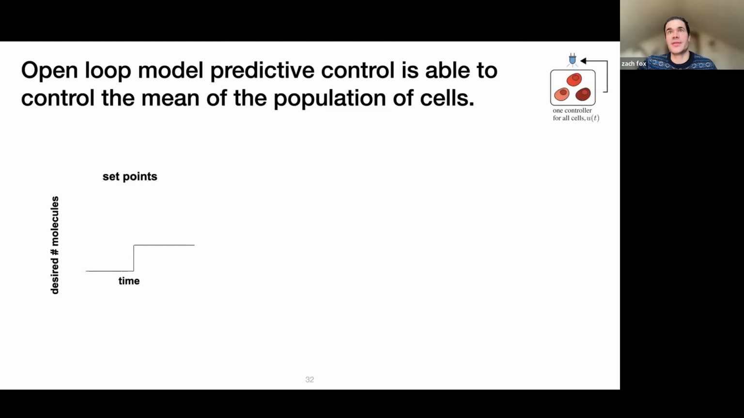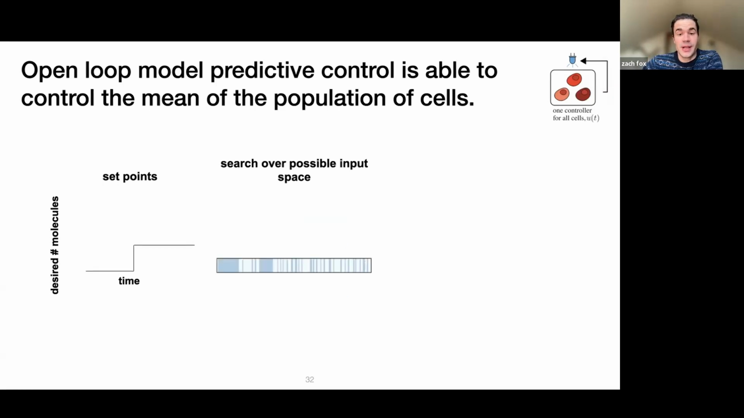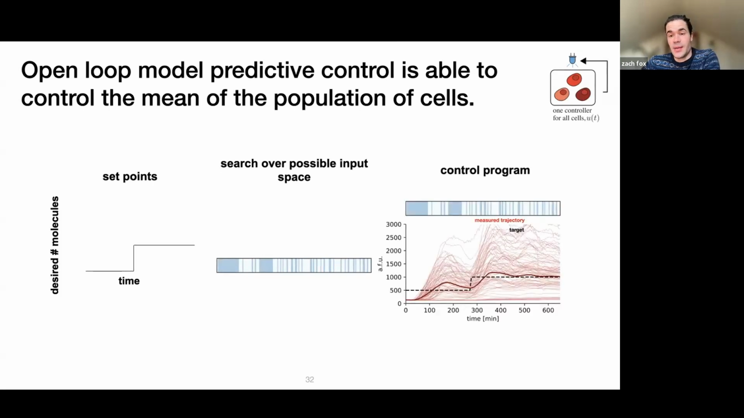So another cool test of the model that we did is to perform just an open loop control. So I guess it's not control if it's open loop, but basically we performed an open loop experiment, which was designed using the model. We set a target, which was like this sort of step up based target for the molecules. We searched over the input space over that time horizon and came up with this input signal, which should track that desired number of molecules, and then implemented it at the population level to track the target. And you can see something interesting.